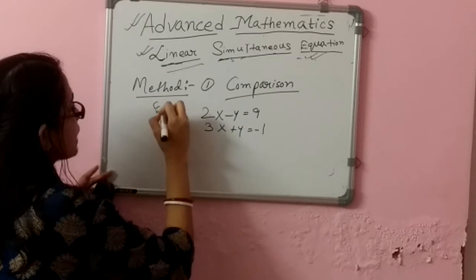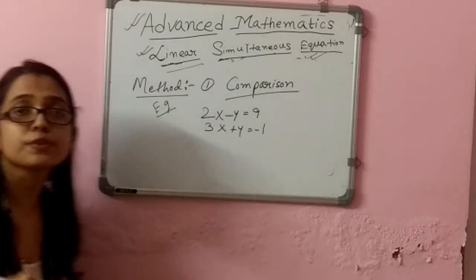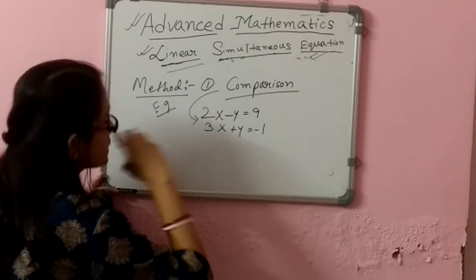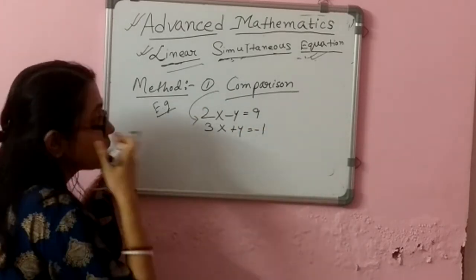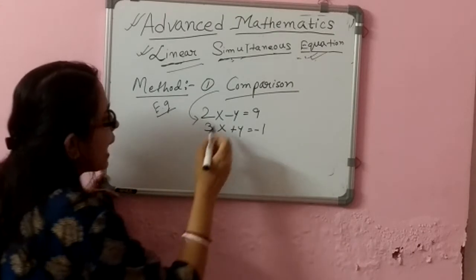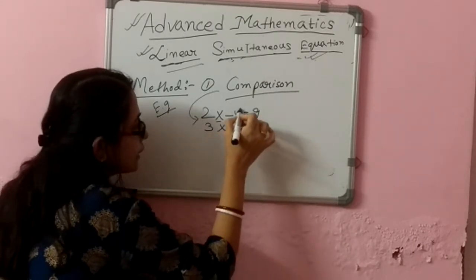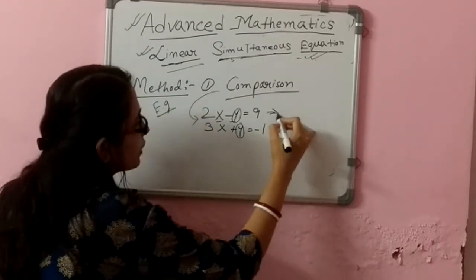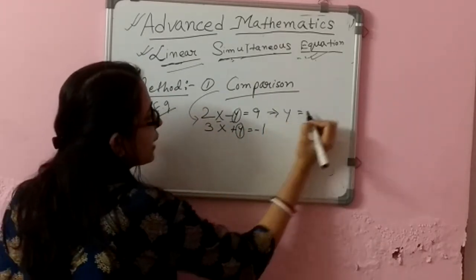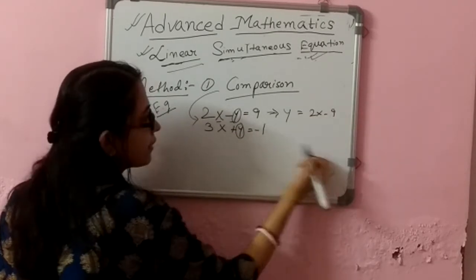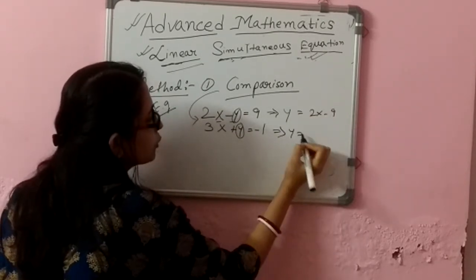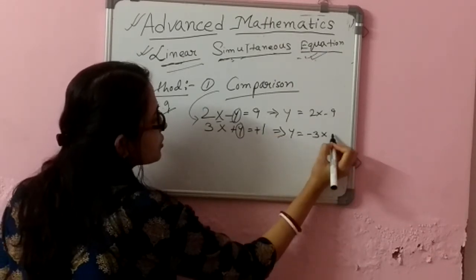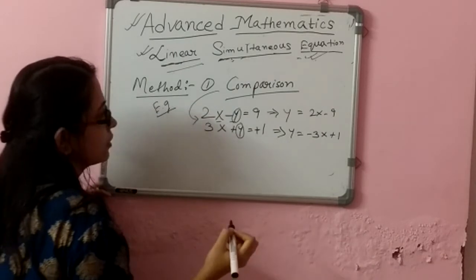So let me take an example so that it becomes easier for all of you to understand it. We will apply the comparison method. We will compare any one of the variables from both the equations. Like here, let me take y equal to 2x minus 9. From the second equation also, we can write y equal to minus 3x plus 1. Fine.